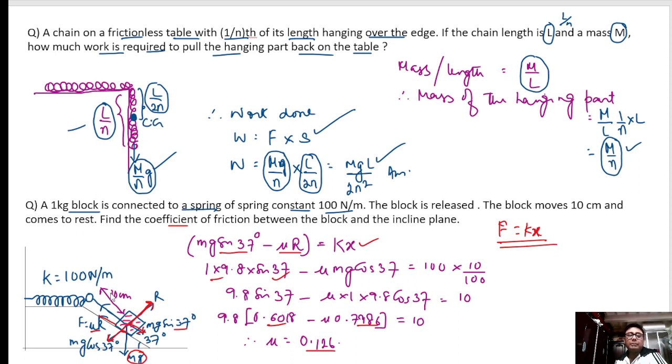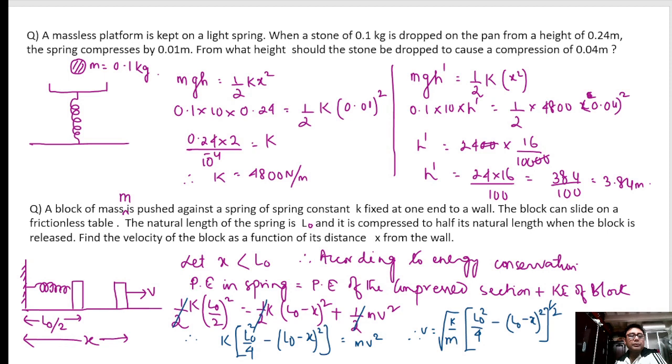The spring is extended by 10 centimeter, so the force will be k into x. K I know, x is 10 centimeters. So this is the force applied by the spring, due to which the net force is balanced, and then resolving the forces we can put the values and calculate. Sin 37's value is this, cos 37's value is this. So putting the values we calculate the coefficient of friction. Next, let's see the next sum.